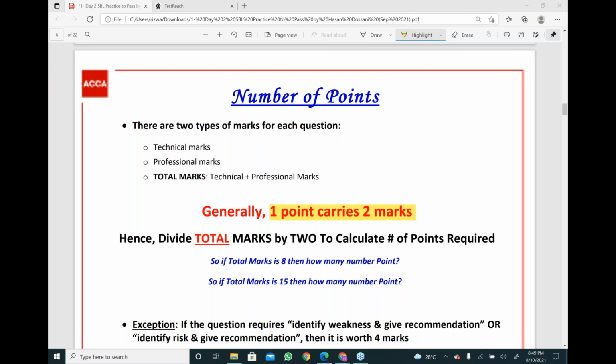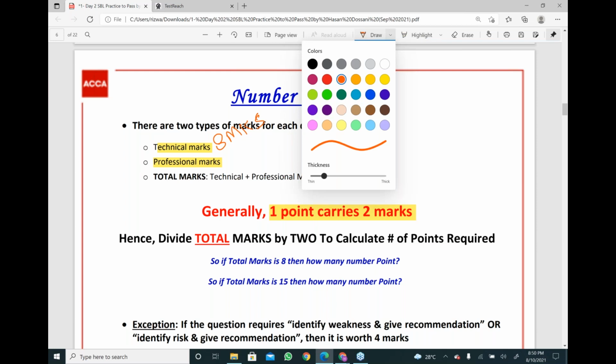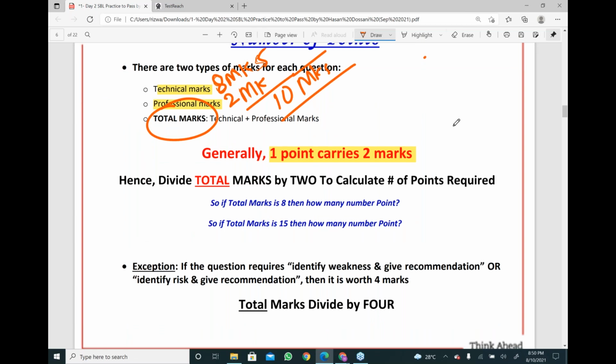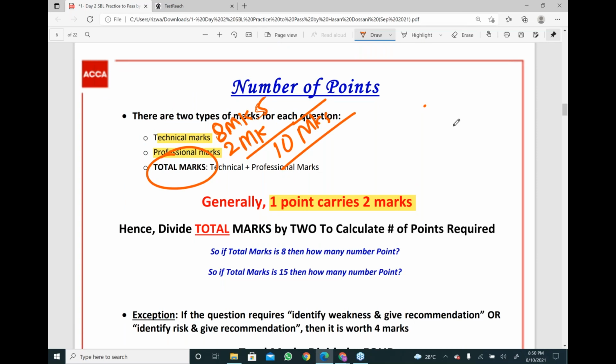Now, if you look at the question paper, all the questions carry 2 types of marks: one is technical marks and the other one is professional marks. Each and every question will carry some technical marks and some professional marks. There might be very few exceptions, but by and large, all parts carry both. So for example, for the same question, the professional mark is 2 and technical is 8. So obviously total marks is 10. When I say total marks, I mean that we add technical marks and professional marks for that particular question, correct?